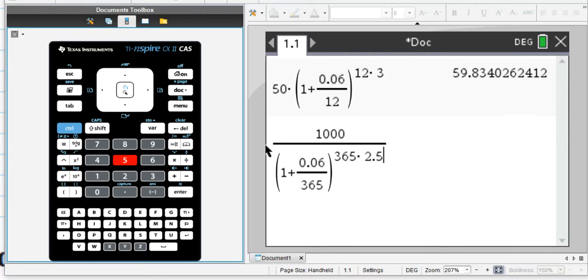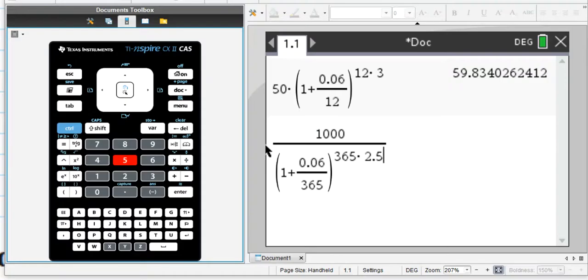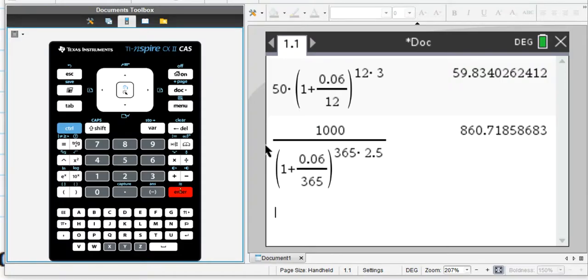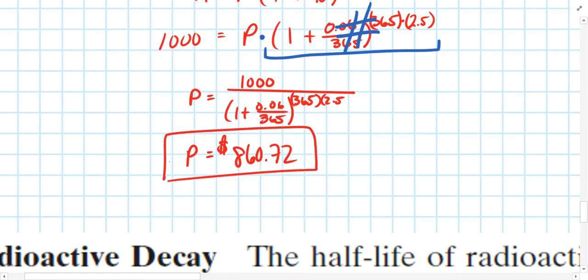Now I'm fairly certain that what I've entered in the calculator matches what I had on paper, so I'm confident that whatever the calculator returns, we should have a good and correct answer. And there we go. 860.72. So the principal, the amount that we need to invest, is $860.72, so that after 2.5 years it grows to a total value of $1,000.